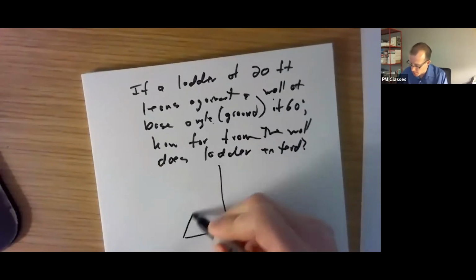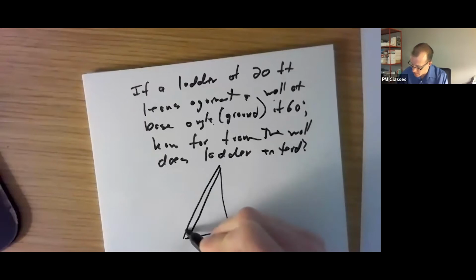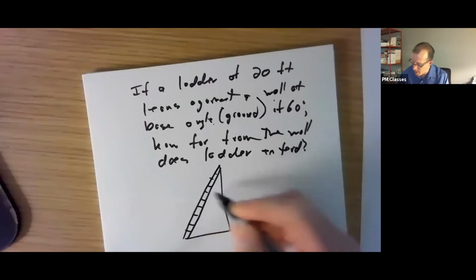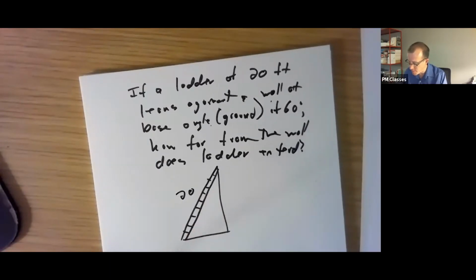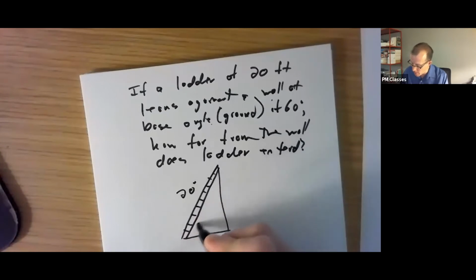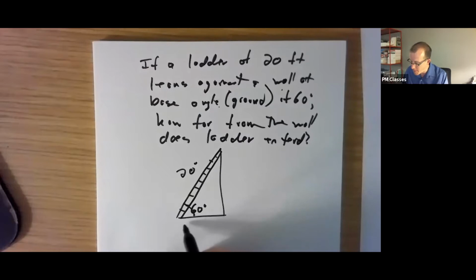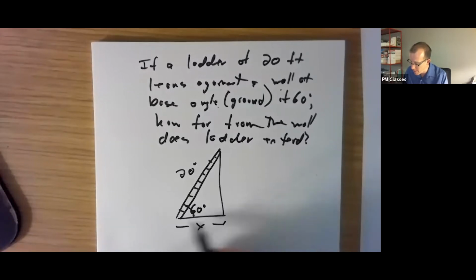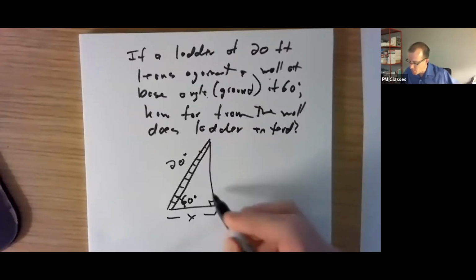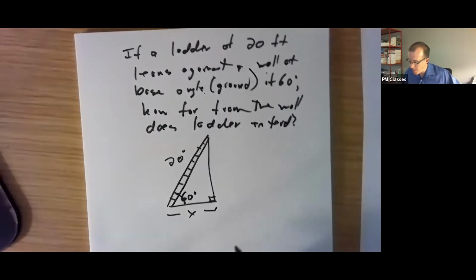So let's draw a ladder. Not a talented artist, you guys already knew that, but let's pretend our ladder is 20 feet in length, okay? And it's at an angle of 60 degrees. How far is this length? What's this length of the ladder from the wall? Again, assume a 90-degree wall going straight up and down.